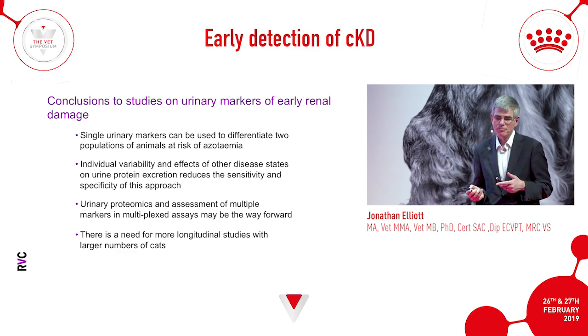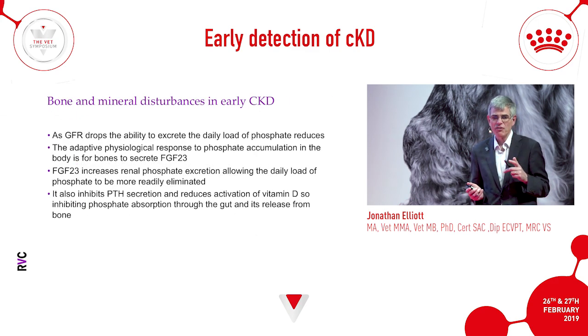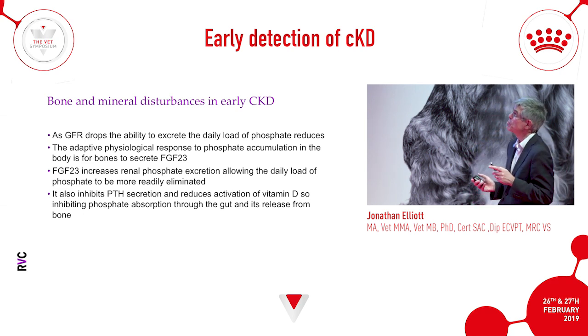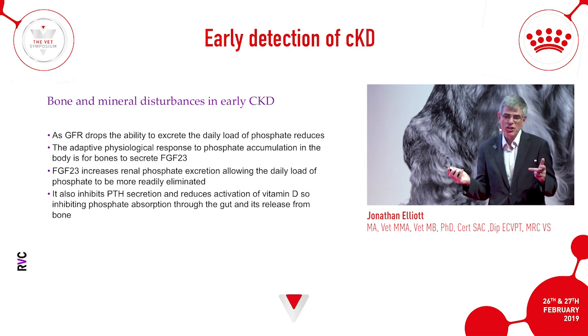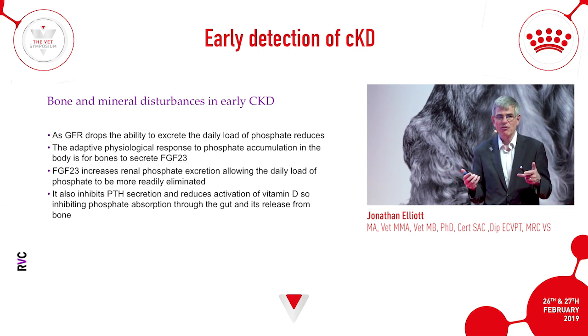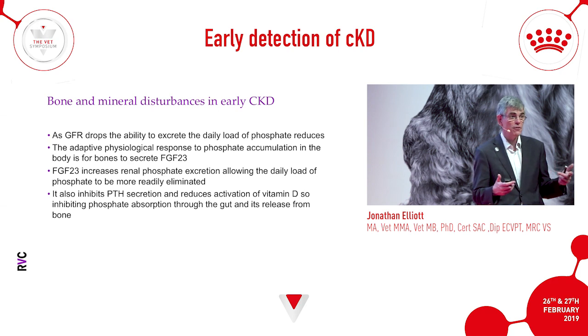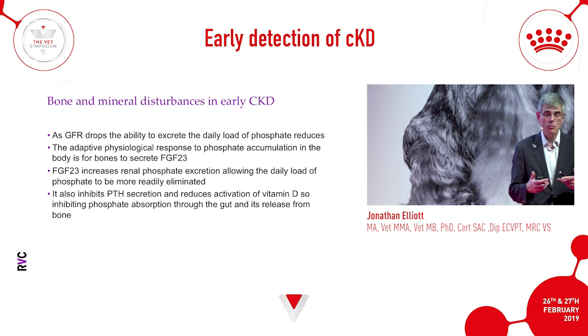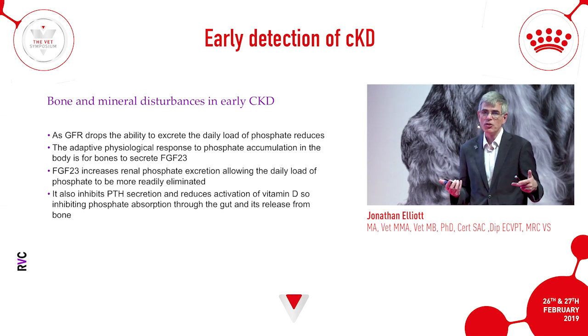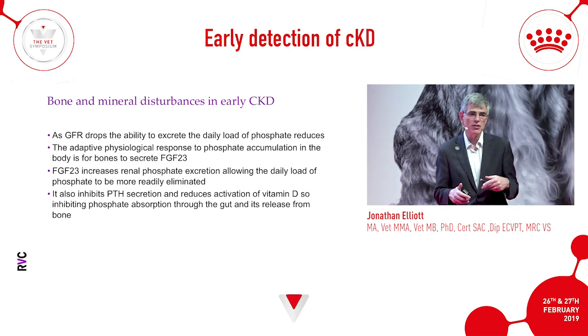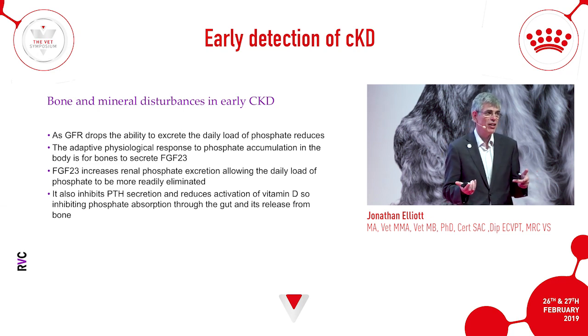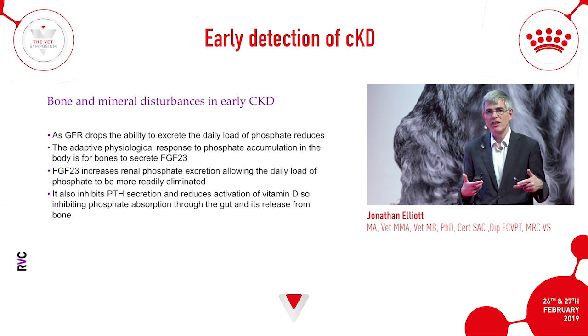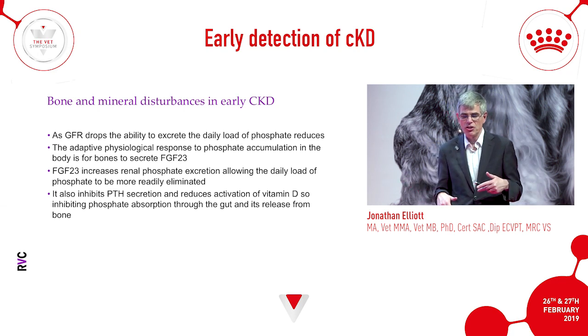The final section in the last 5 minutes is just to talk about bone mineral disturbances. And I'll talk a lot more about this this afternoon, so I will skip over this at this point in time. But as glomerular filtration rate falls, the body's ability to get rid of phosphate is reduced. So if phosphate intake continues at the same level, so you're feeding the same amount of phosphate per day, phosphate will tend to accumulate in the body, and the body's response is to secrete a hormone called FGF23 to try and unload that phosphate. So FGF23 inhibits phosphate absorption and stimulates phosphate excretion from the body.